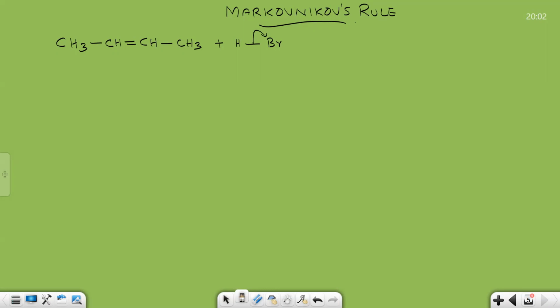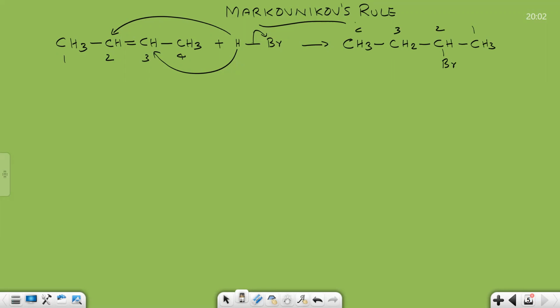Here, it's an addition reaction where hydrogen has two choices. It can either move to carbon number 2 or to carbon number 3. If hydrogen moves to carbon number 2, then bromine will come to carbon number 3 and vice versa. But in both cases, you will get the same compound. The compound formed will be CH3, CH2, CHBr, CH3. So the IUPAC name of the compound is 2-bromobutane.